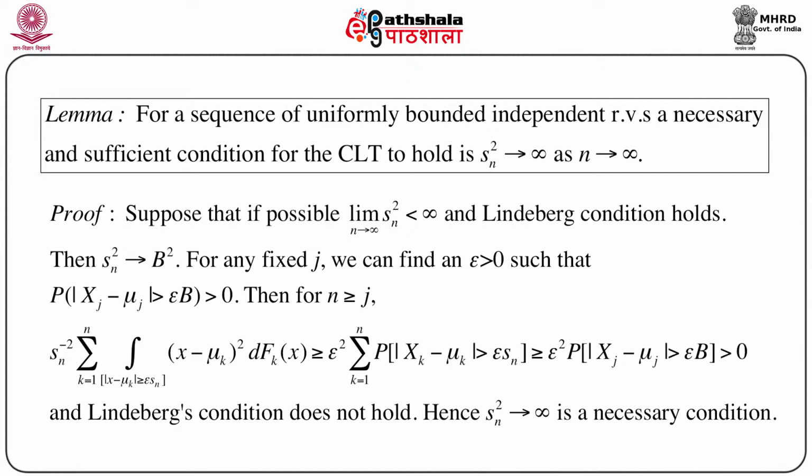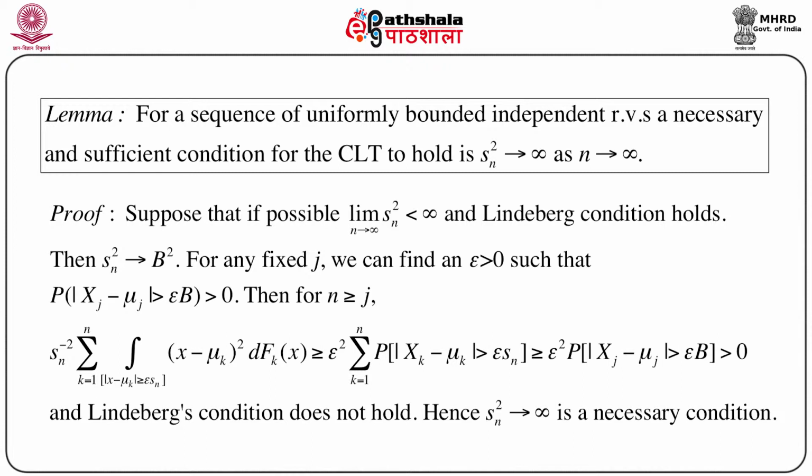Then for n greater than or equal to j, S_n^(−2) summation k equals 1 to n, the integral over |x − μ_k| greater than or equal to epsilon S_n of (x − μ_k)² dF_k(x), is greater than or equal to epsilon² summation k equals 1 to n of the probability that |X_k − μ_k| is greater than epsilon S_n, which is greater than or equal to epsilon² times the probability that |X_j − μ_j| is greater than epsilon times B. Now we know that the last term is greater than 0.